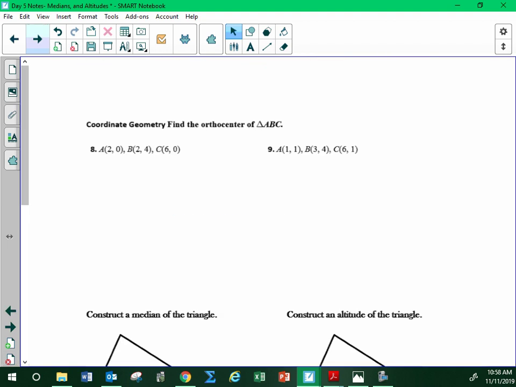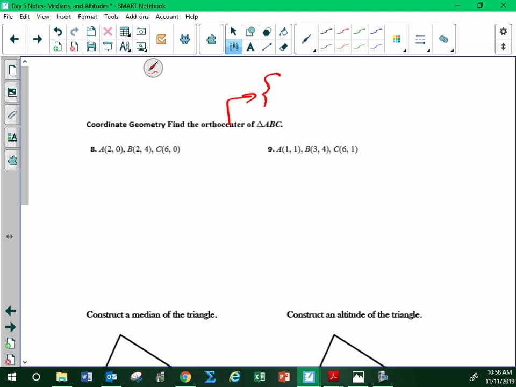So let's go take a look at these ones. We're going to focus mainly on our orthocenter here. So again, orthocenter, that comes from our altitudes. So our altitudes go through the vertex. This would be our point. And they have to be perpendicular to opposite side.